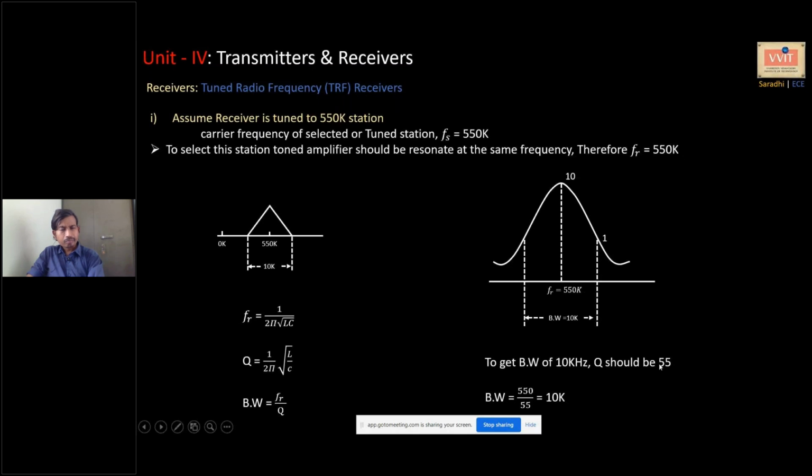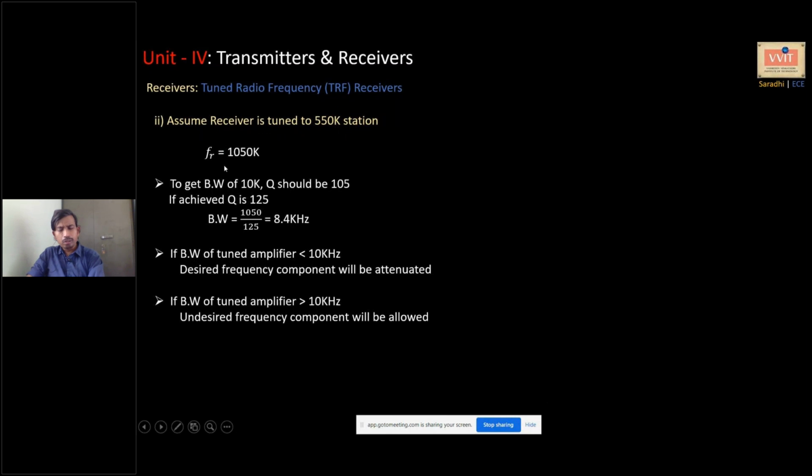Let us consider another scenario where you are trying to tune your receiver to a channel whose center frequency FR is 1050 kilohertz, with a bandwidth of 10 kilohertz. So to get a bandwidth of 10 kilohertz, Q should be 105. If you cannot achieve this Q value, suppose you end up with a Q of 125, then the bandwidth would become 8.4 kilohertz, but we need a bandwidth of at least 10 kilohertz.